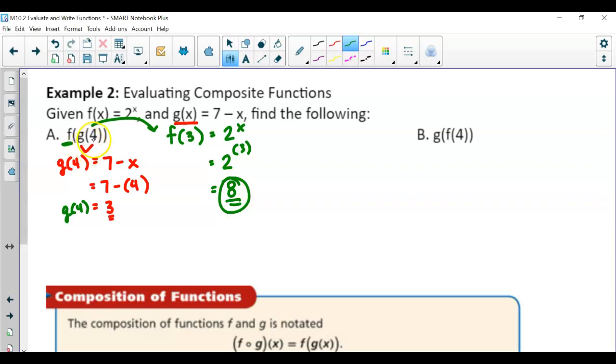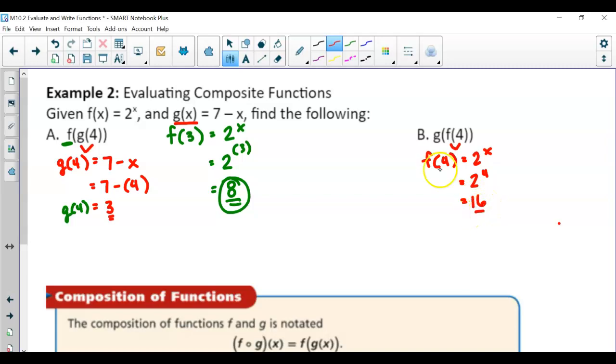Notice how we start on the inside and then work our way out. Whatever we end up with for our answer on the inside, we then substitute into our other function. Like here, we're going to start on the inside, and this is f of 4. Well, what was f of x? 2 to the x. So same as before, we've got 2 to the 4th, which is 16.